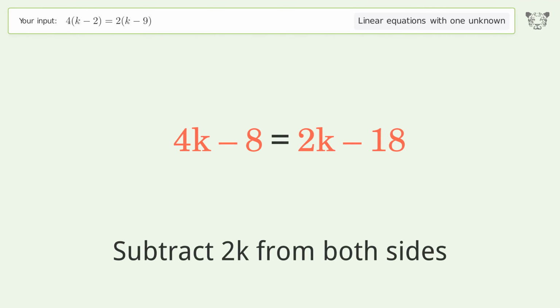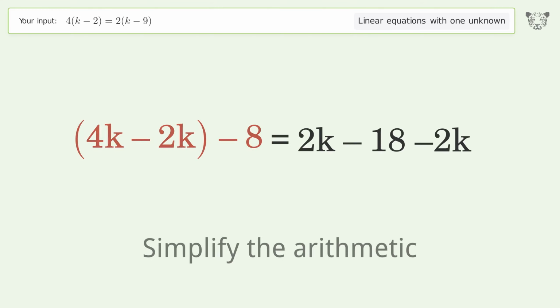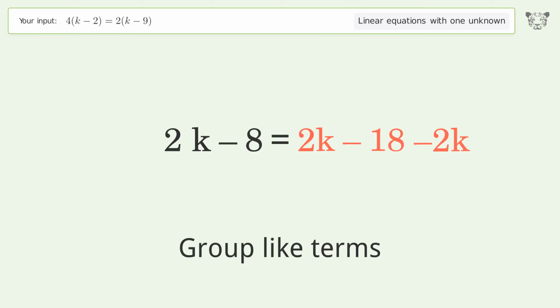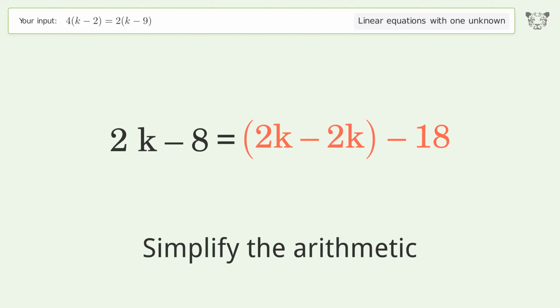Subtract 2k from both sides. Group like terms. Simplify the arithmetic. Group like terms. Simplify the arithmetic.